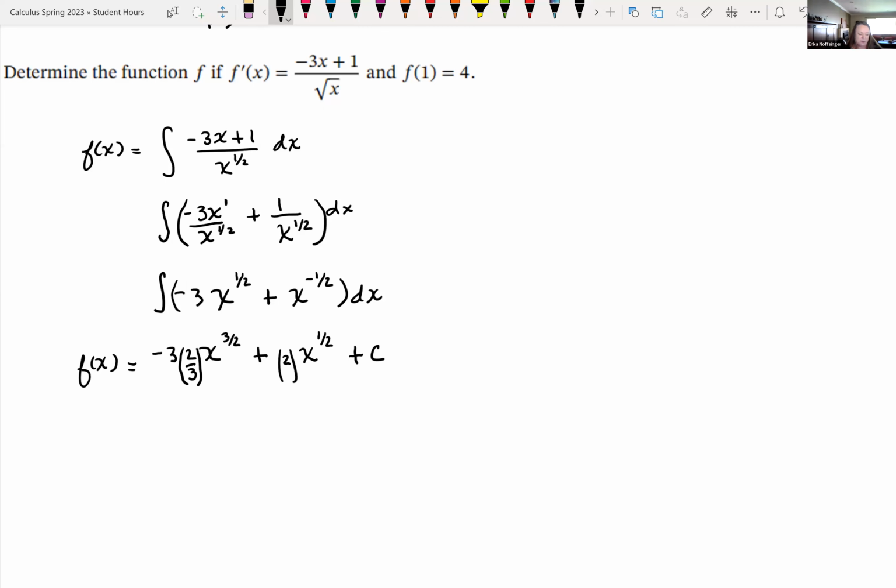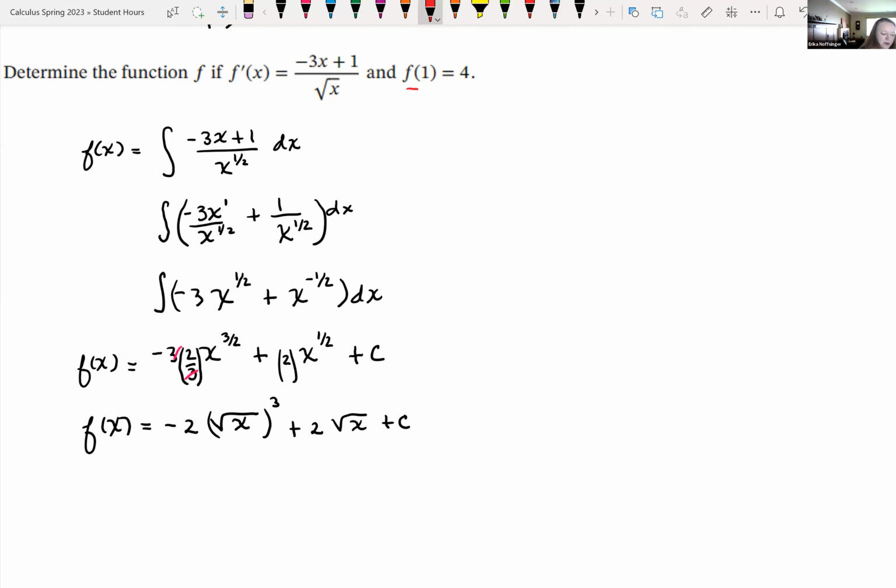And they gave us enough information in here to figure out what C is. Maybe I'm going to rewrite this just a little bit with radicals and simplifying common factors in numerator and denominator. So right now I have f of x is equal to -2 times the square root of x, quantity cubed. The denominator is the index of our radical, and the numerator is the exponent you're raising it to after. It's easier to raise it after you take the root. So the next piece I have 2 square roots of x and then plus C.